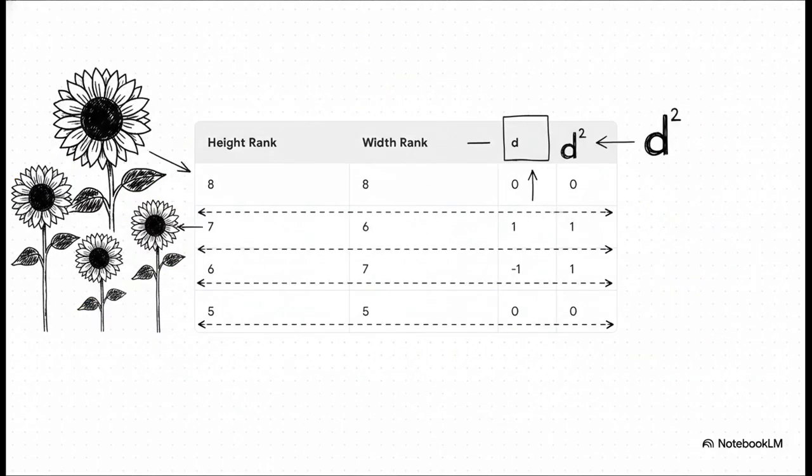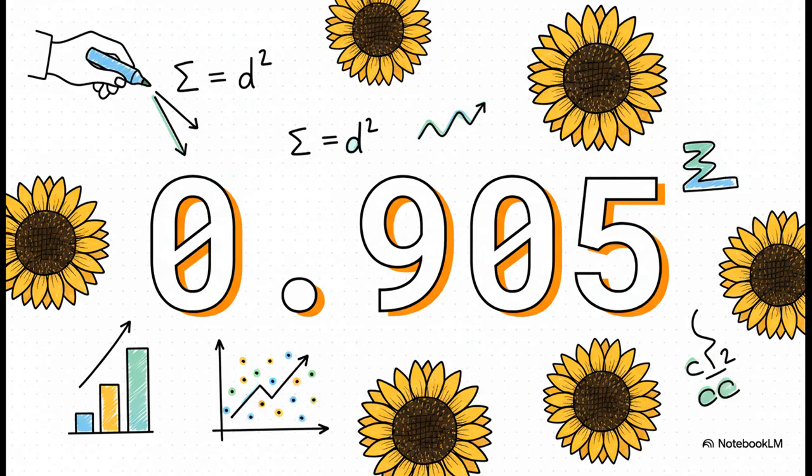For each sunflower, we figure out the difference between its height rank and its width rank. We call that little difference d. Then we just square that number, and that gives us our final column, d squared. Easy enough. And just like we did with the t-test, we now plug all these calculated numbers into the Spearman's rank formula. It does all the heavy lifting for us, and out pops our answer, the correlation coefficient. For our sunflowers, that number is 0.905.